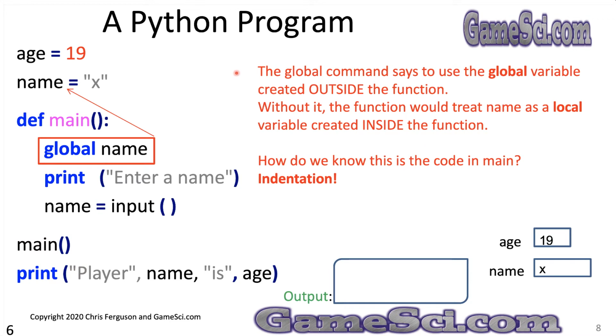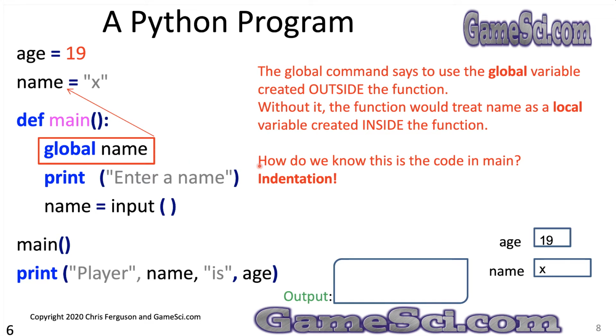The global command says to use the global variable outside the function. Without it, the function would treat name as a local variable created inside the function. This is saying I'd like to use that variable that I created up here at the top. Without this line of code, it would create a new variable, and we don't want that.